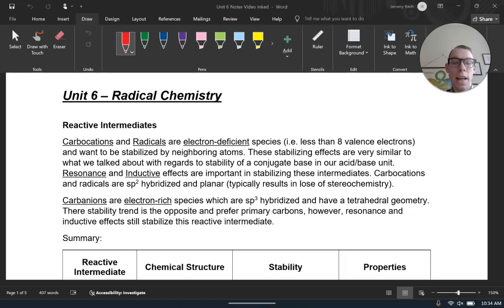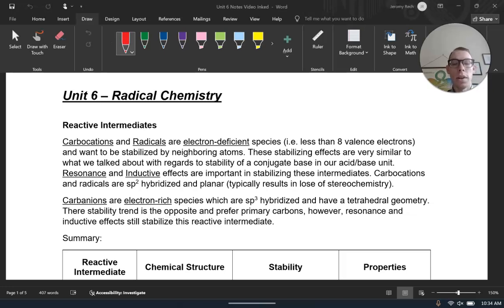Now, carbanions on the opposite side are going to be electron rich. These are going to be 8 electrons around that carbon carrying a negative formal charge. Because of that, you'll have 4 domains, which are going to be an sp3 hybridized tetrahedral geometry. And these are going to be very opposite. You already have a lot of electron density around it, so you do not want to have a bunch of extra things around it.